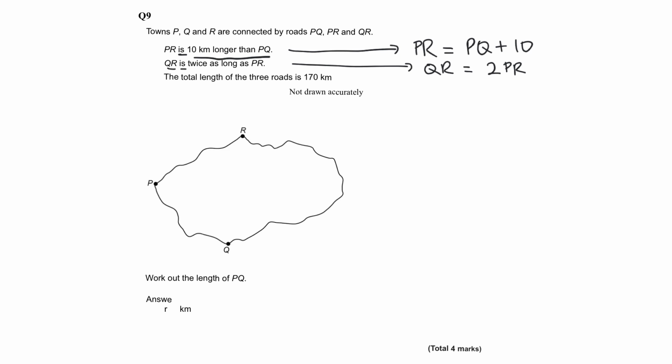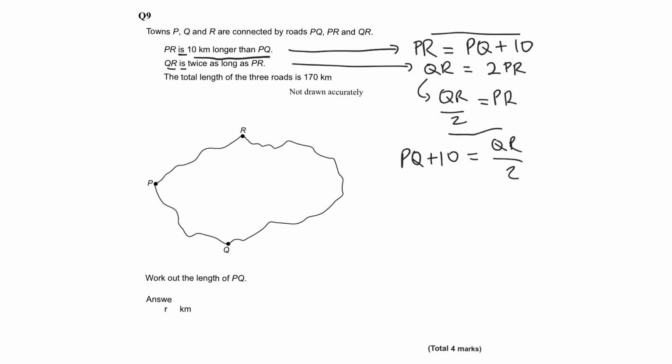Now if I want to rearrange this to make PR the subject, for the second one it would be QR divided by 2 is equal to PR. Now, why have I done that? Because now I know that this is equal to PR and that is equal to PR, so I can make them equal to each other. That means PQ plus 10 is equal to QR divided by 2.